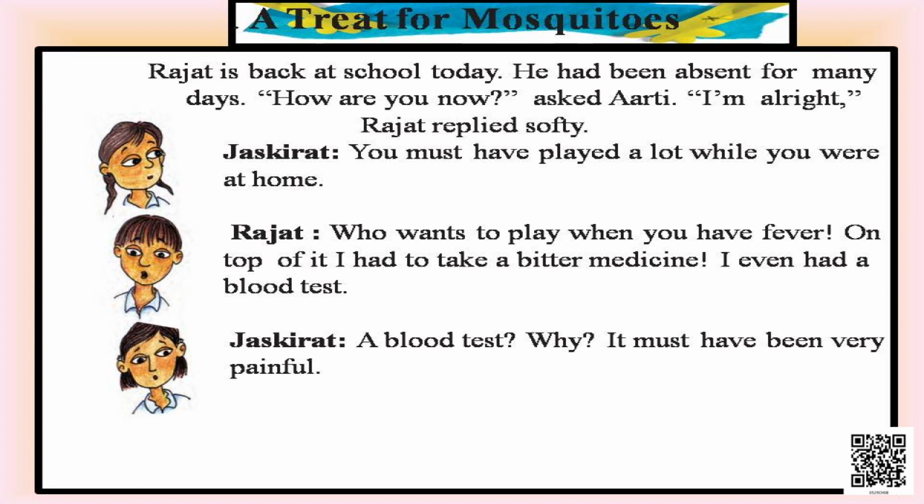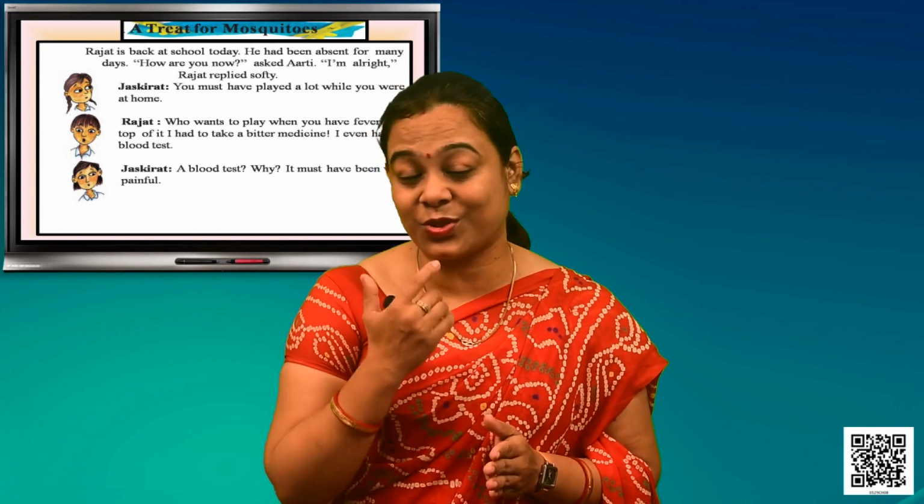Rajat replies that who wants to play when you have fever? On top of it, I had to take a bitter medicine. I even had a blood test. Rajat was not all right. Rajat was suffering from fever. And you know, when somebody suffers with fever, he or she has to take medicine. And all the medicines are not that tasty. Rajat had to take a bitter medicine, which was not tasting good for his tongue. And apart from all this, he even had to go for a blood test. That means there was something very serious about him. So he had to go for a blood test. Now we will get to know what was so severe about it.